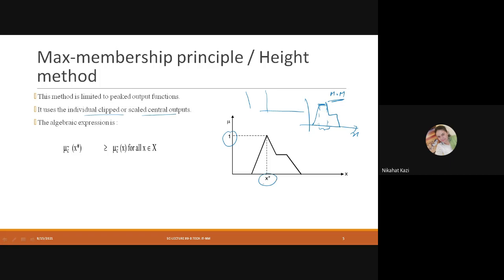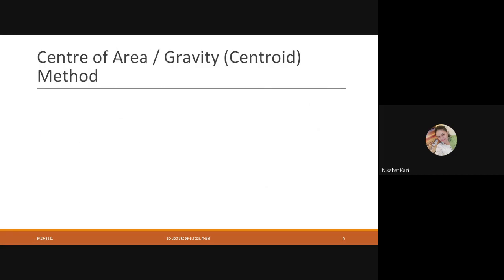Now, one more thing is the notation. It is called X star. When you defuzzify from a fuzzy set, when you obtain the crisp output back from the fuzzy set, you represent it by X star, the defuzzified value. Whatever the domain is, if it is Y, then it will be Y star. That is the notation for the defuzzified value.